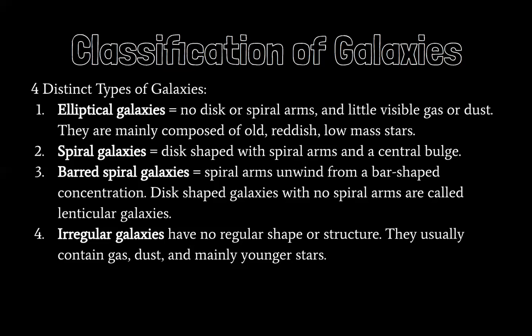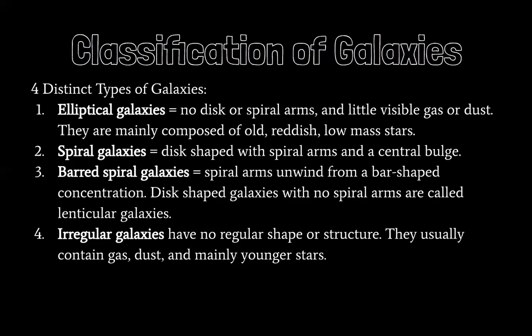The Hubble classification scheme uses 4 different types of galaxies: elliptical, spiral, barred spiral, and irregular. Elliptical galaxies have no disk or spiral arms and little visible gas or dust. They're mainly composed of old, reddish, low-mass stars.